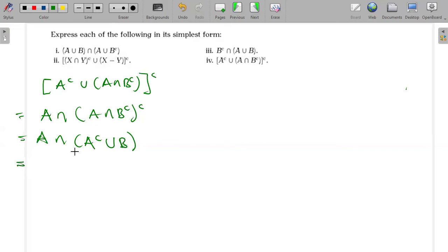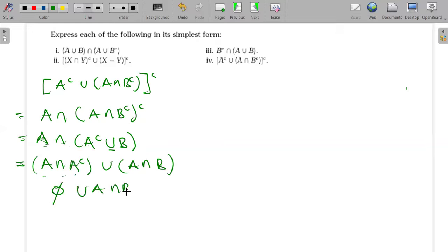So this then, I can distribute the A intersection here by distributive laws, and I'll have A intersection A complement, and then there's a union there. So union, then there I'll have A intersection what? Intersection B complement. So A intersection B complement, this here is going to be empty, then union A intersect B. This just gives us A intersect B, like that. So this is what the set simplifies to.